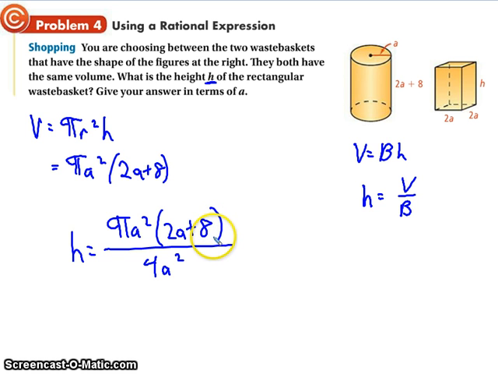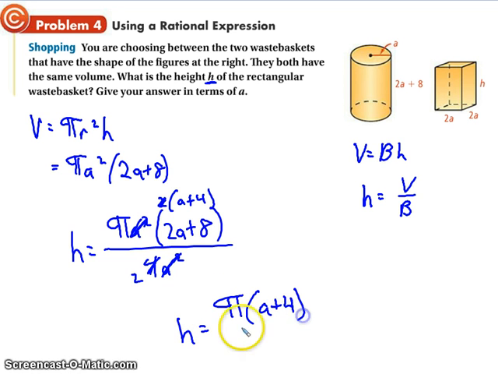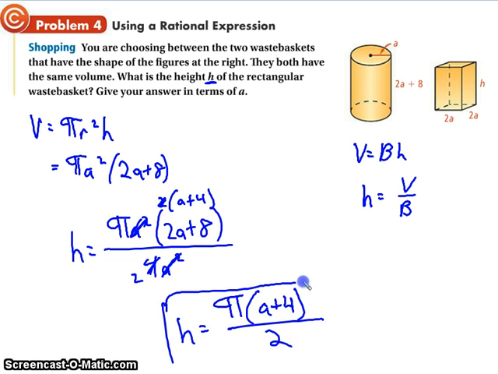By using the two formulas, here's the formula for the cylinder, here's the formula for the rectangular prism, I'm able to find out how to solve for h. I plug in what I know, and then I cancel like parts. I know I can cancel those. This is 2a plus 4, so the 2 is going to cancel with this. So h is equal to pi times a plus 4 all over 2. That's what it should be.